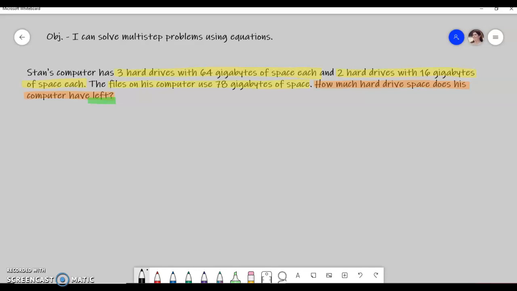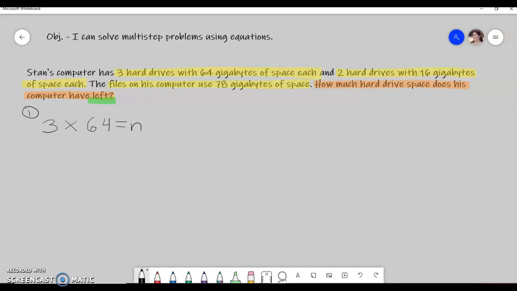So, our first thing, we need to figure out how many gigabytes these 3 hard drives with 64 gigabytes on each have. So, we know that we have 3 hard drives, and each one has 64. So, we're going to multiply 3 times 64. Now, we could do this a couple of different ways. But the thing is, we don't know our actual answer, so we're going to label that as n. N means we do not know that number. The number is unknown to us. So this is step 1. So 3 times 64 equals n.